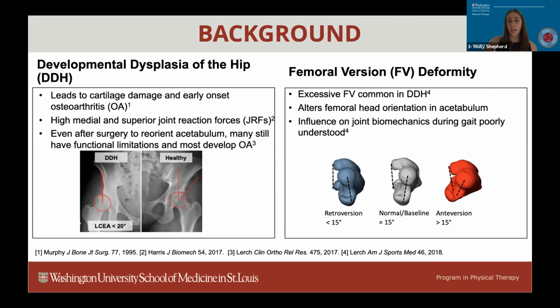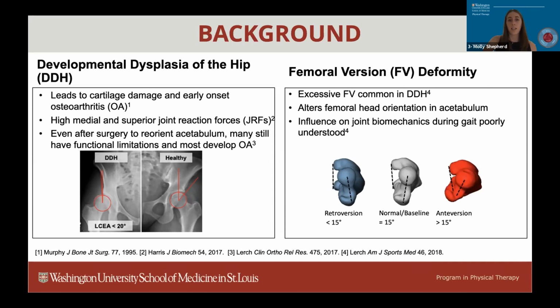Femoral version deformities are common in patients with DDH, with increased anteversion being shown here in the red, referring to angles greater than 15 degrees, and relative retroversion, shown in blue, referring to angles less than 15 degrees. Increased anteversion is more common in patients with DDH and will be the focus of this talk. Femoral version deformities alter the femoral head orientation in the acetabulum. However, their influence on joint biomechanics during gait remains poorly understood.